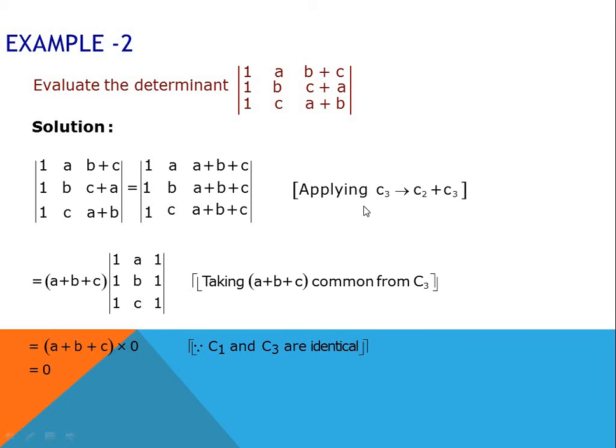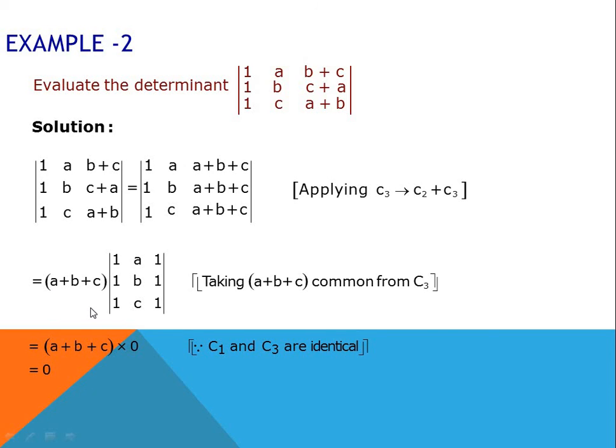Now if I operate the third column as C2 plus C3, C2 plus C3 means what? The second column is added to the third column, so finally the third column will be A plus B plus C, and all the elements of the third column are A plus B plus C. It means A plus B plus C is taken out as a common factor from the determinant.